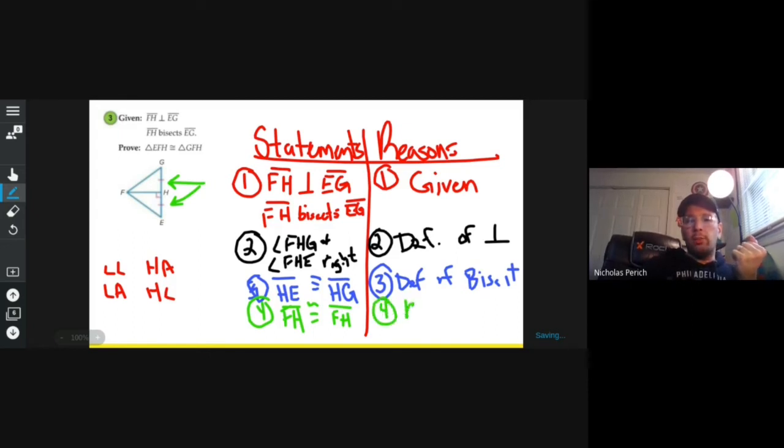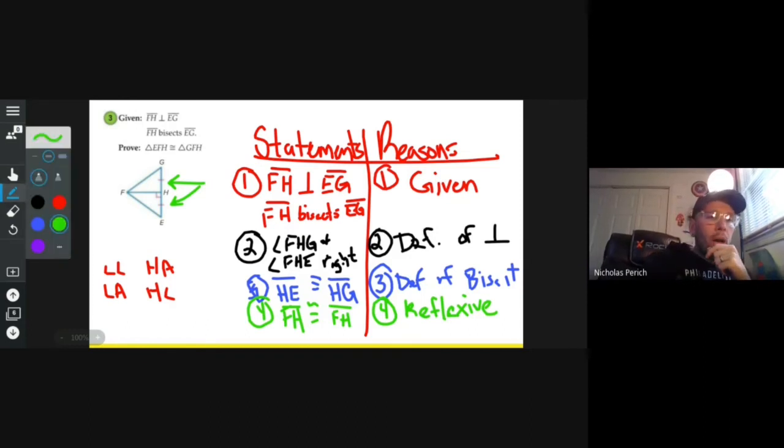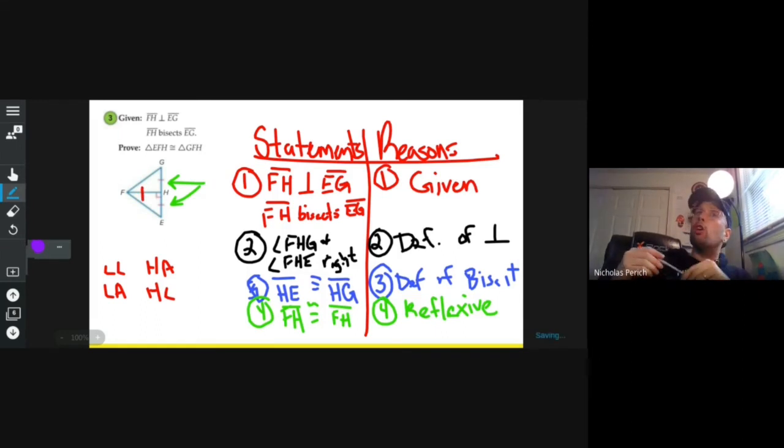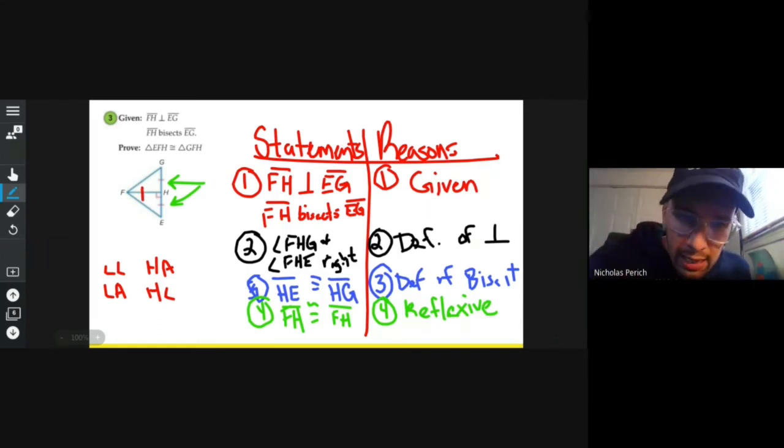Really should have printed this out and used my document camera. The Santee special, says Santiago. So now I have GH and HE, which are legs. I have FH, which is also a leg. I can now say, and I'm going to write it as small as I can, that triangle EFH is congruent to triangle GFH.